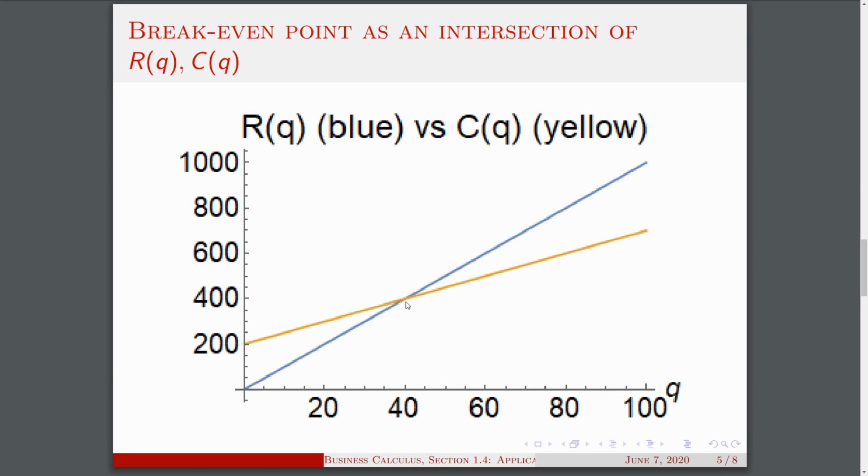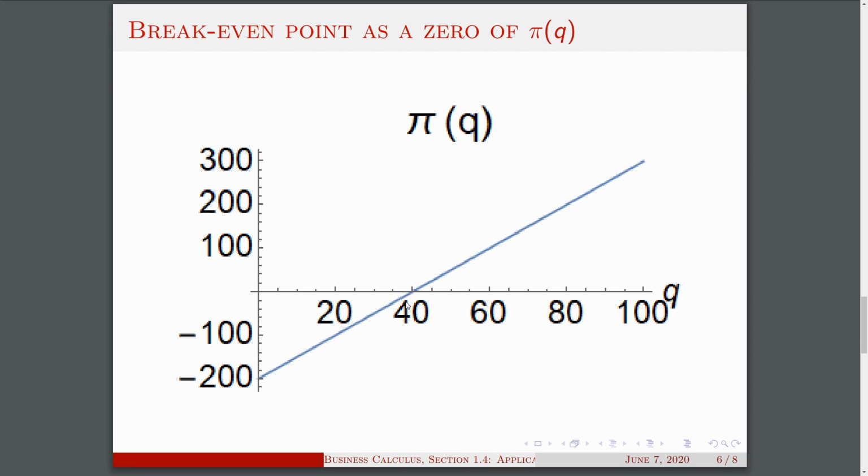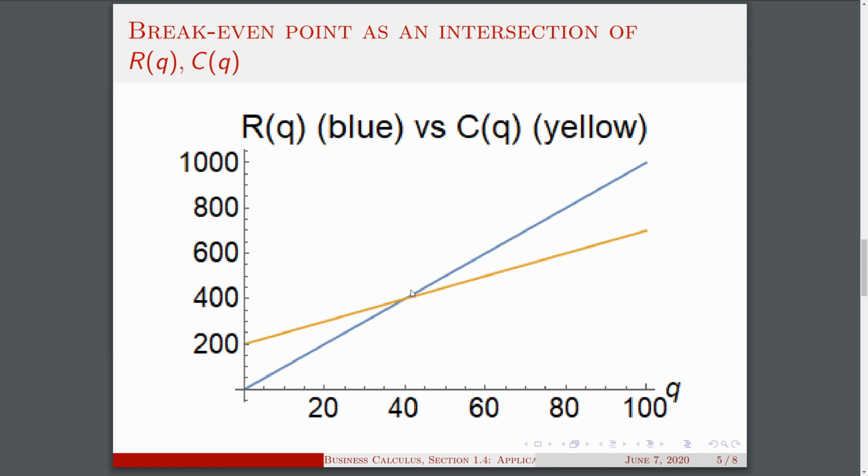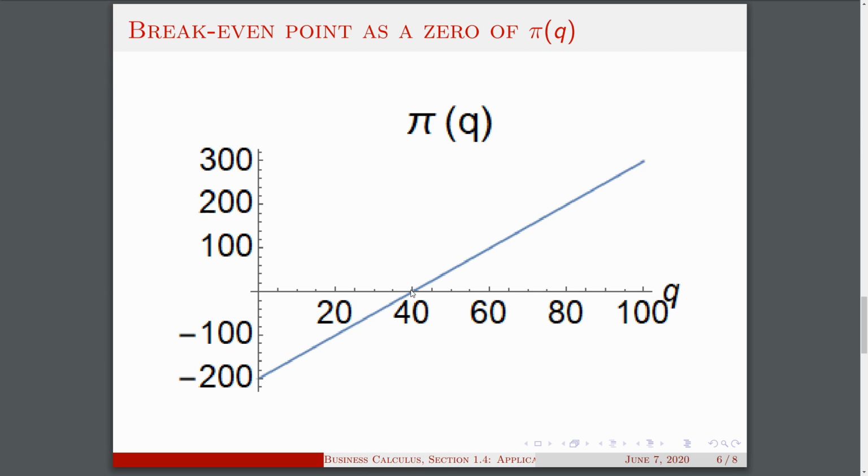All right. We can also think of the break-even point as a 0 of the profit function. So remember, profit is the difference between revenue and cost. And when that is 0, we've broken even. When we graph that profit function that we wrote, it looks like this. And where it crosses the x-axis, that's the 0. And that's the break-even point. All right, so two ways to visualize the same thing. One is as an intersection, and one is as a 0, but it's the same concept.